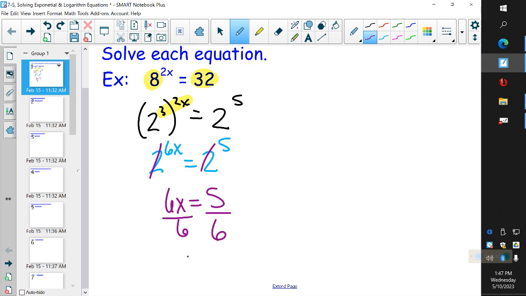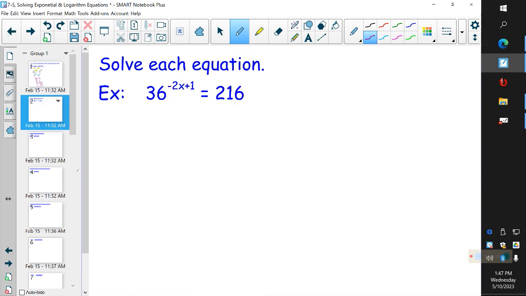Divide by 6, and you're going to get x is equal to 5 over 6, and that is done. So this is pretty easy. This is something we've kind of already done already. But again, your goal is to have the bases be the same. So go to the next one, same exact concept.